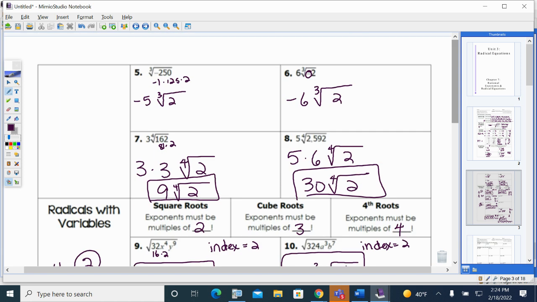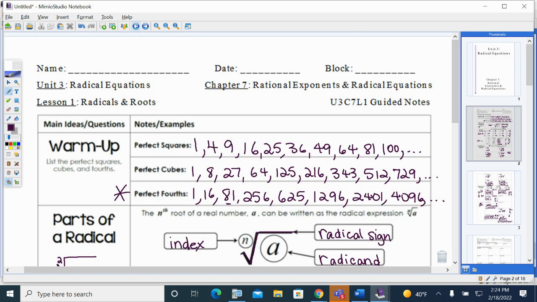So there are your notes for Unit 3, Chapter 7, Lesson number 1 on radicals and roots.